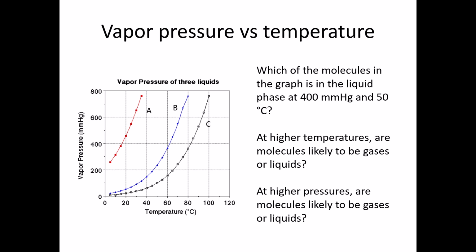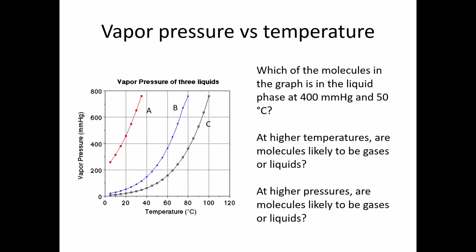Alright, so let's compare substance A, B, and C. Again, we're looking at a vapor pressure graph, vapor pressure versus temperature. Which of the molecules in the graph is in the liquid phase at 400 millimeters of mercury and 50 degrees Celsius? If we go to our graph, 400 millimeters of mercury, 50 degrees Celsius is going to put us right here. So we are below the line for substance A, but above the line for substance B and C. So we want to think about what that means.